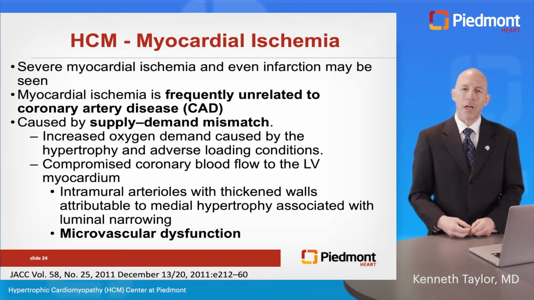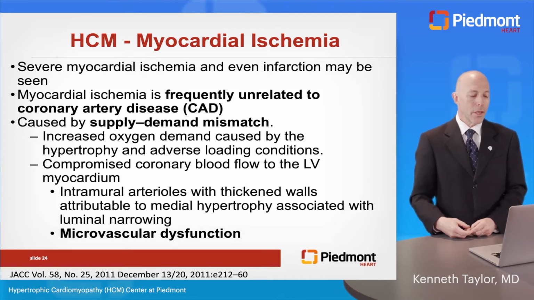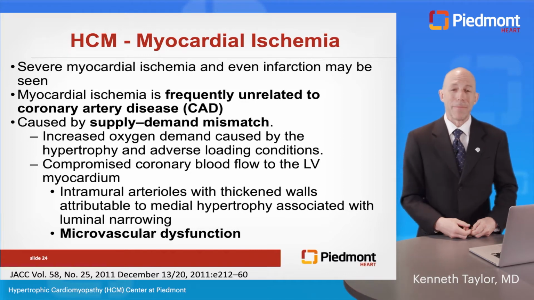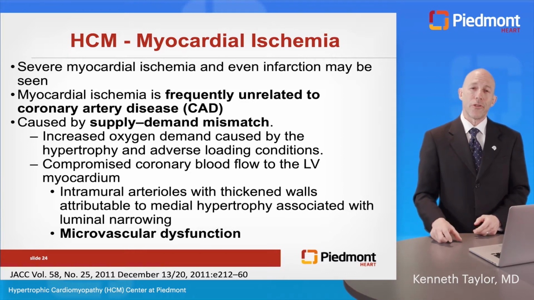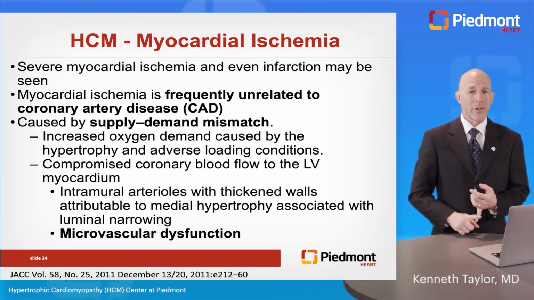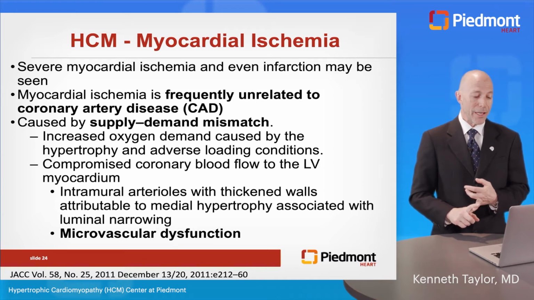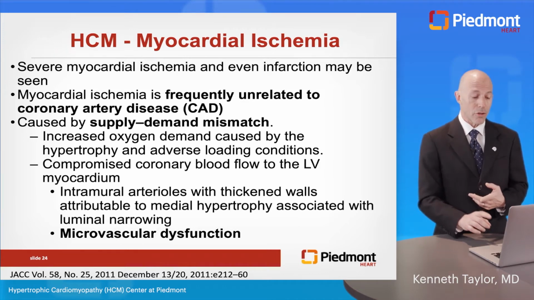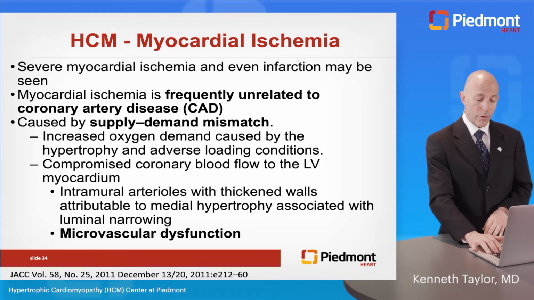Myocardial ischemia is common in patients with hypertrophic cardiomyopathy, usually seen in a subendocardial pattern and frequently not in a pattern of coronary disease. And this is caused by a supply-demand mismatch. Essentially, the heart muscle is thickened enough where blood flow has a hard time getting from the epicardial surface to the endocardial surface, both because of the thickened myocardium and because of thickening of arterioles. And this can lead to myocardial dysfunction and even myocardial infarctions in the absence of coronary artery disease.